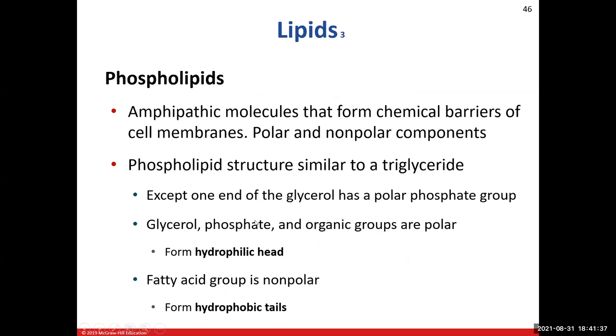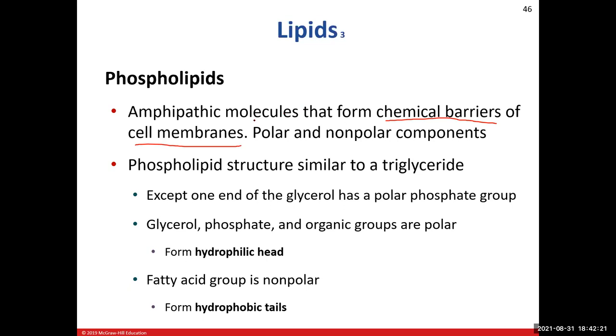Okay, the next type of lipid is the phospholipids. These look similar to a triglyceride, except instead of having three fatty acids hang off of the glycerol group, we only have two. But our phospholipids make up part of the chemical barrier of the plasma membrane. They're a huge component. And phospholipids are an amphipathic molecule, which means part of that molecule is polar, and another part of that molecule is nonpolar.